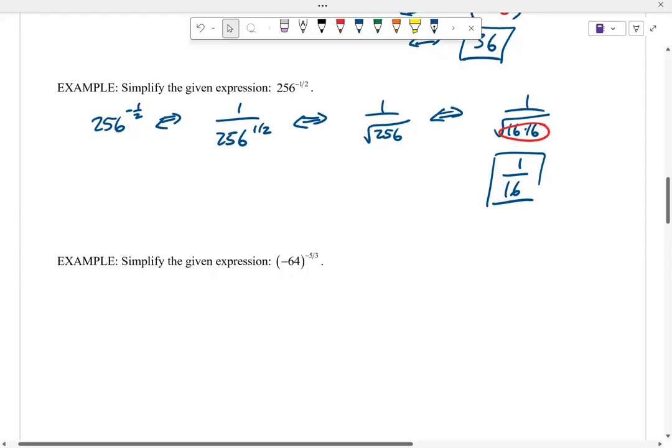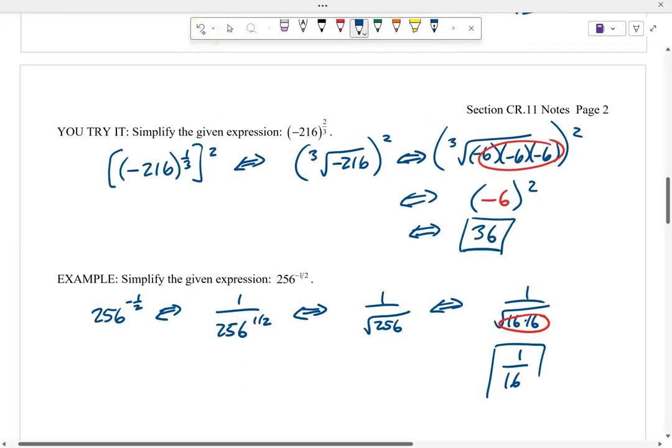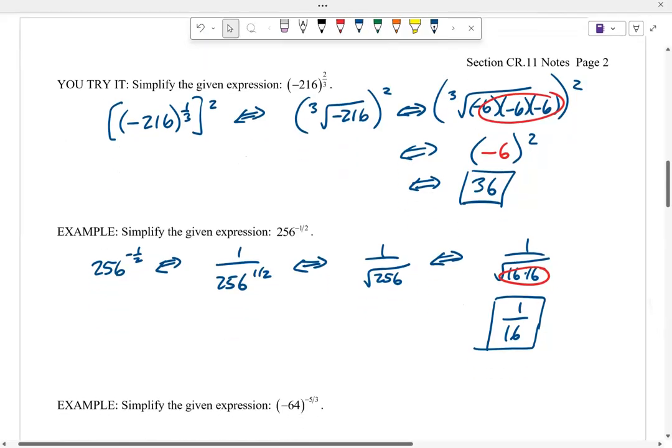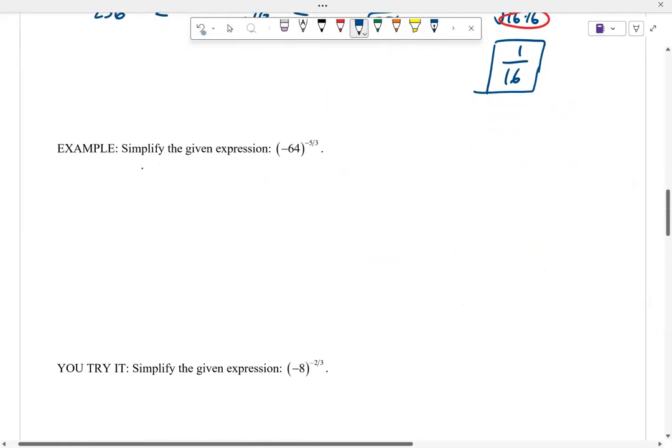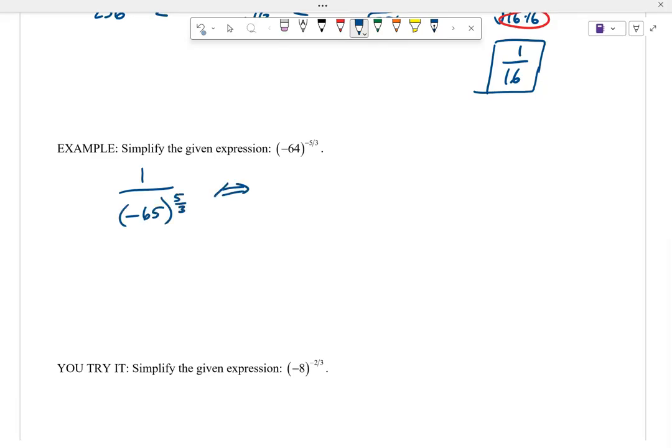Negative 64 to the negative 5/3. So I'm going to write that as 1 over negative 64 to the positive 5/3. So I got 1 over negative 64 to the 1/3, to the 5th.